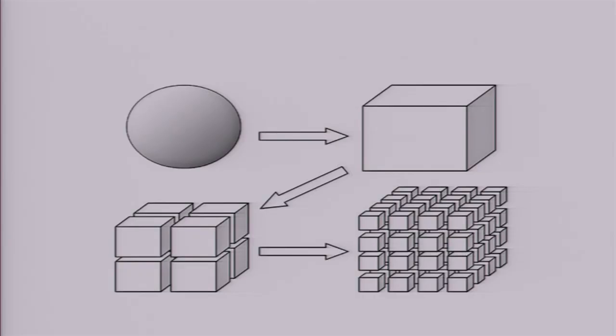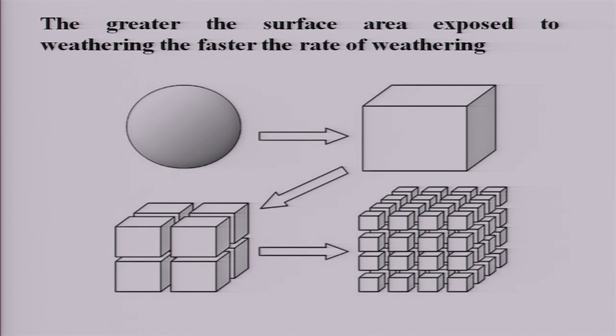Now, you can see that if you break this cube into smaller and smaller pieces, more area is exposed per unit volume. The greater the surface area exposed to weathering, faster is the rate of weathering. This is the reason why smaller particles or broken pieces of rocks will weather more than an unbroken piece of rock. Now, what is the significance of weathering?